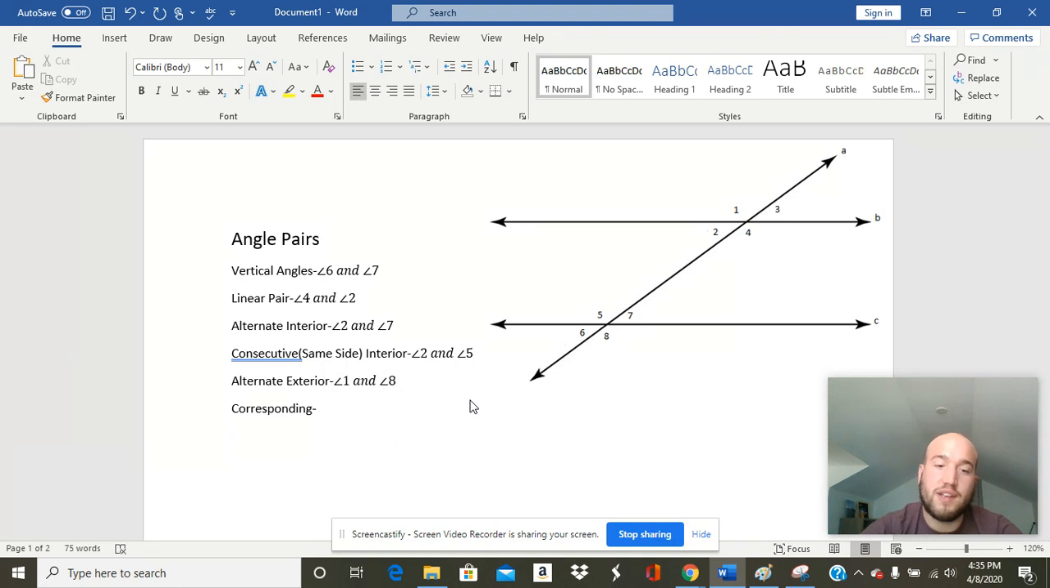Okay, now corresponding, this one, it's not interior or exterior, it's going to be one of each. So if we do it with angle 1, it is going to match up with angle 5. Okay, they're both up to the left, up to the left. Or if you prefer, instead of that one, we could do angle 3 and angle 7. It was up to the right, up to the right. Okay. So go ahead, give this a try.